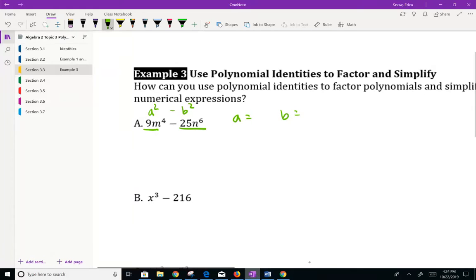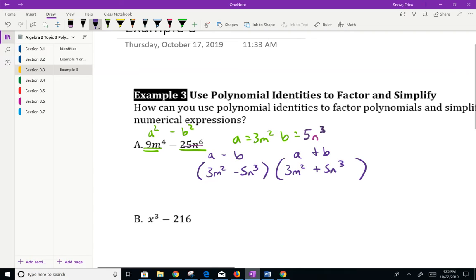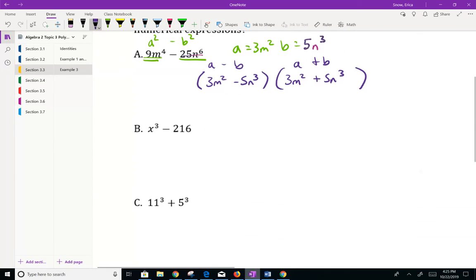Well, a is the square root of this. So your square root of 9m to the fourth is going to be 3m squared. And then your square root of 25n to the sixth is going to be 5n cubed. So then from there, we write it as a minus b and a plus b. So we're going to have 3m squared minus 5n cubed and 3m squared plus 5n cubed. And we're done.